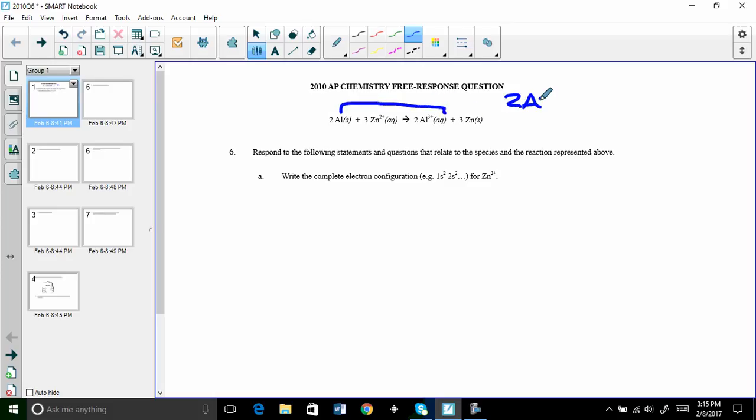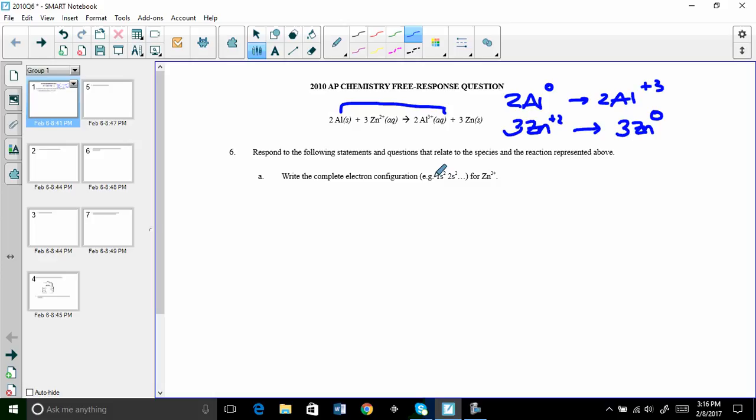Because aluminum has a zero charge, because that's a pure element on the left, and it has a +3 charge on the right. And then zinc is reducing because it has a +2 charge on the left, but it has a zero charge on the right. And so remember, if there's nothing there, it's an assumed zero.